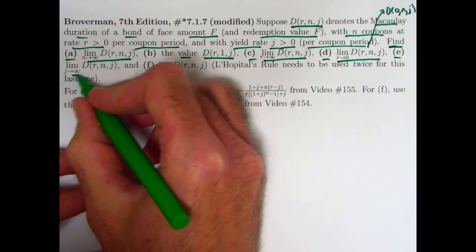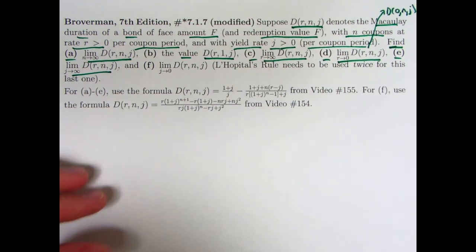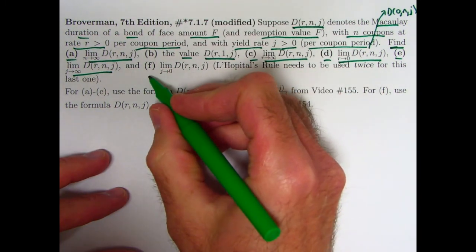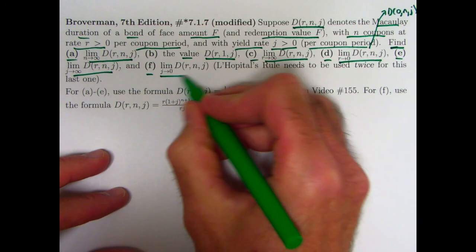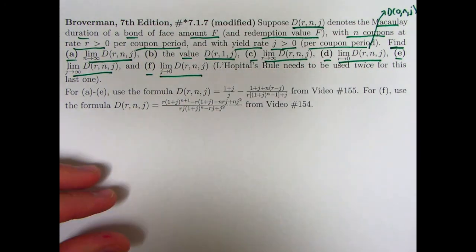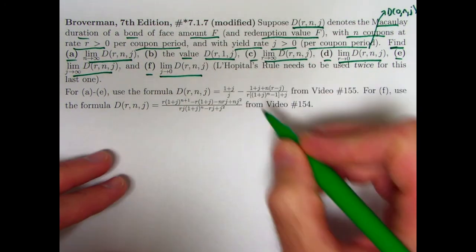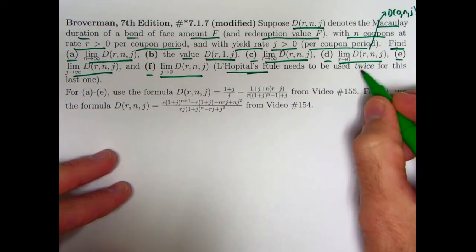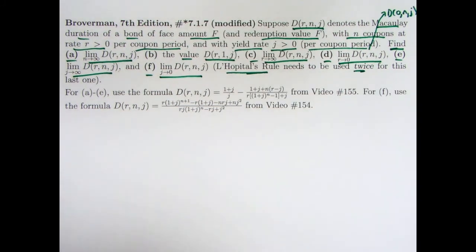Part E, let j go to infinity. Again, that's not real practical. The yield rate would hardly ever be a super high number. And finally, part F, the hardest part, the limiting value as j, the yield rate, goes to 0. And I'm making an extra note here that L'Hopital's rule is going to be used for this last part, and in fact twice. We'll see that we have to use L'Hopital's rule twice for this last one. So that's the hardest one.